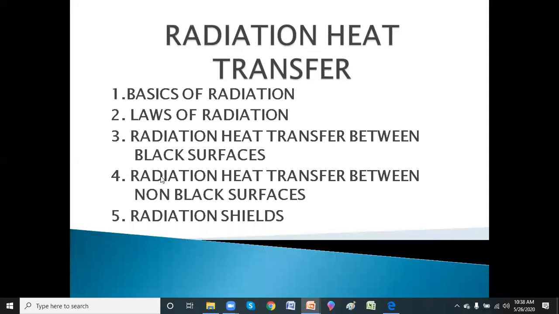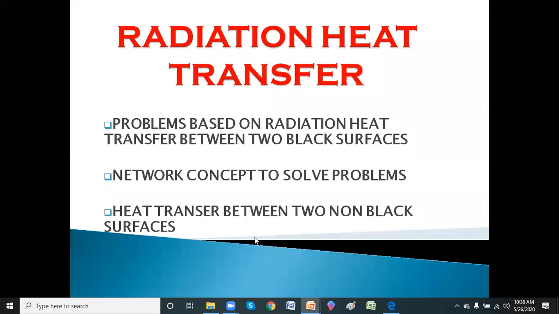Then you have radiation heat transfer between non-black surfaces, the other concept. Finally, you have radiation shields, which is the other topic. Now, what exactly did we discuss in the last class? We have seen problems based on radiation heat transfer between two black surfaces. Let's have a recap of radiation heat transfer between two black surfaces.